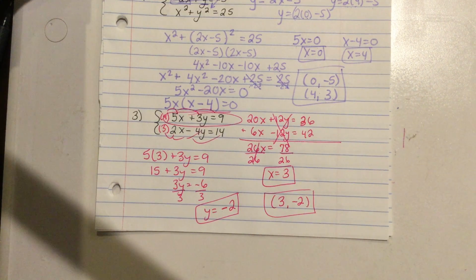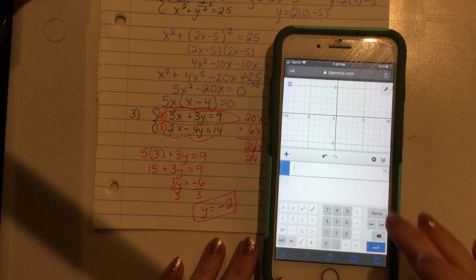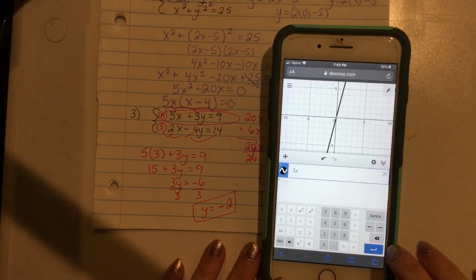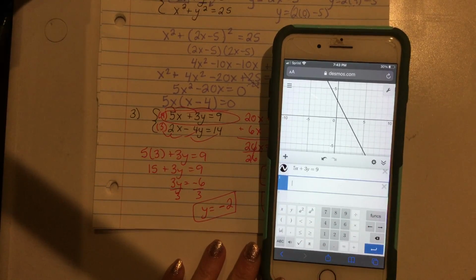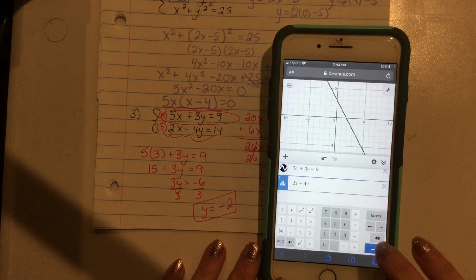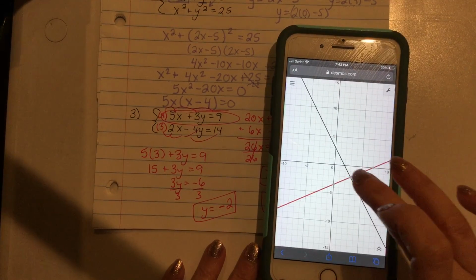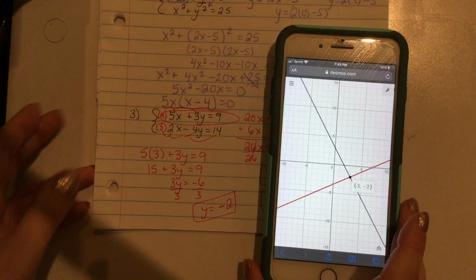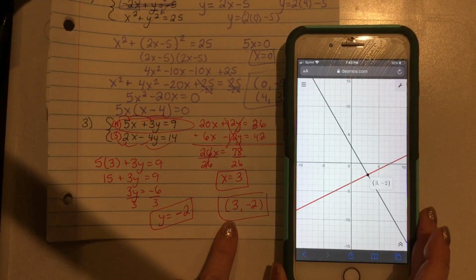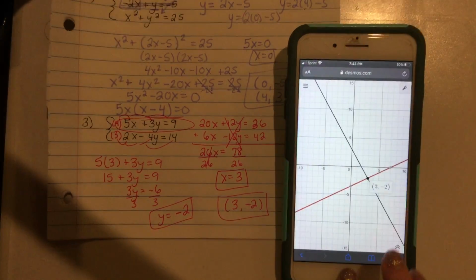Again, this is a problem that you can easily check. Make sure that you're correct. We'll just go back to Desmos and see if that's where those two lines cross. So 5x plus 3y equals 9, there's one line. 2x minus 4y equals 14. I do see one intersection point. Go ahead and check it. It says that we should have found our intersection point to be positive 3, negative 2. That's what we got, so we're good to go.